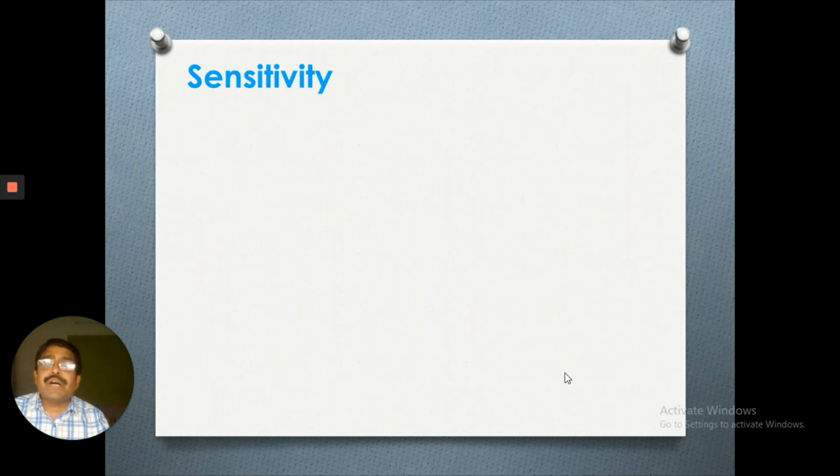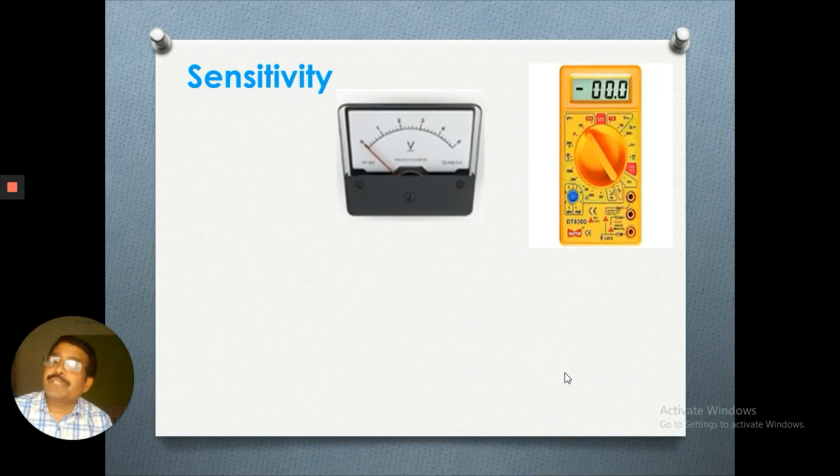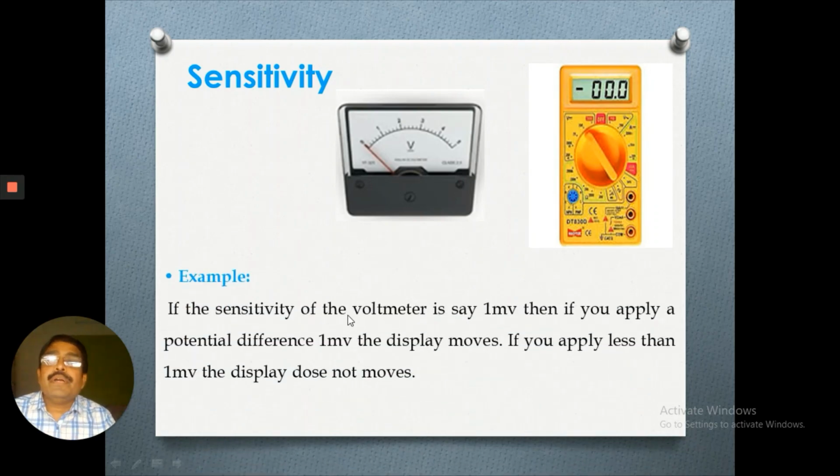Now sensitivity. I will first show you these two instruments, a millivoltmeter or voltmeter we can see here. And here I put a very good example. If the sensitivity of this voltmeter is 1 millivolt, and you apply a potential difference of 1 millivolt, the display moves. What it means is if I apply 1 millivolt, then only this pointer will deflect. Otherwise it will not show the deflection.